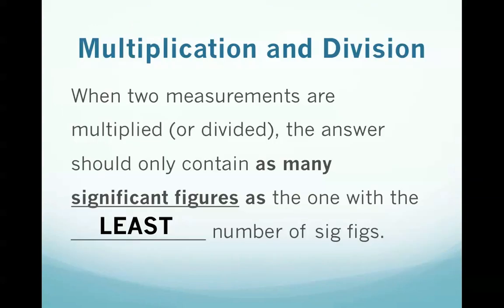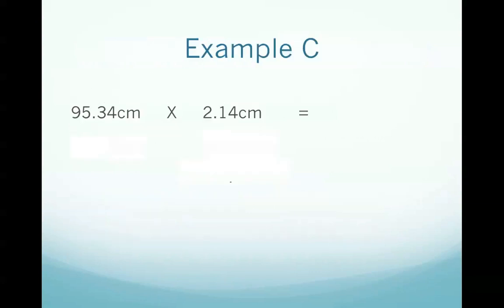All right, our other part of this is multiplication and division. When two measurements are multiplied or divided, the answer should contain as many sig figs as the one with the least number of sig figs. We're not concerned with place values. We're concerned with counting sig figs when we multiply and divide. So with these two numbers being multiplied, I have 4 sig figs and 3 sig figs.